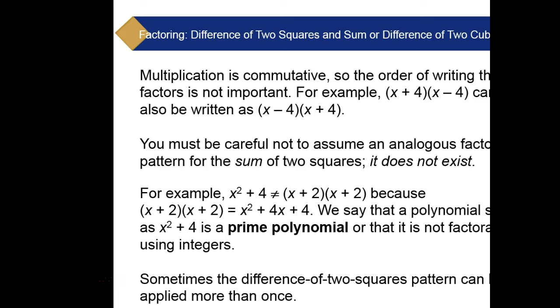Okay. Or that is not factorable using integers that we call prime. Okay, sometimes the difference of two squares pattern can be applied more than once. So you keep doing it until you run out of anything that will factor. Okay? In fact, this is a rule for later too. Always when you think you're through factoring, you say, can I factor it any further?